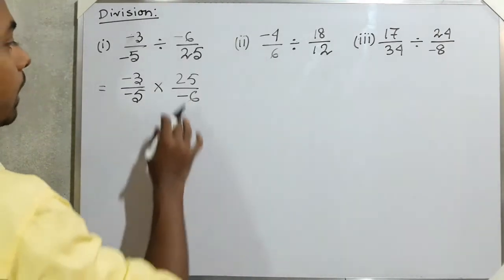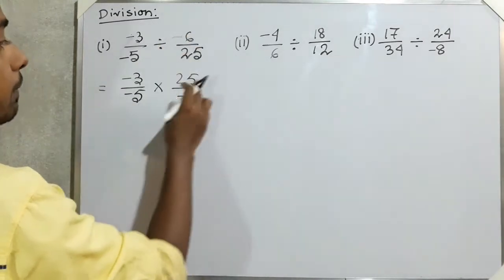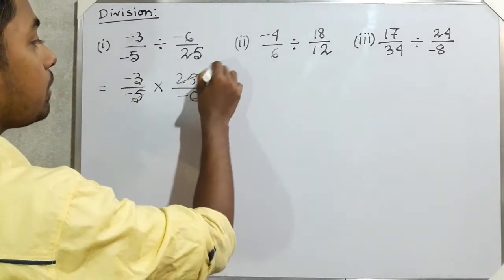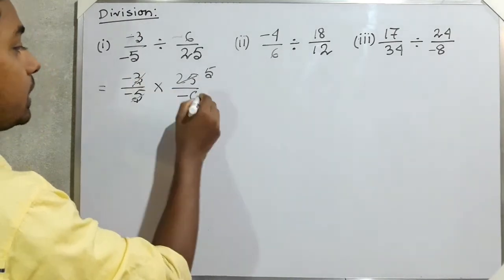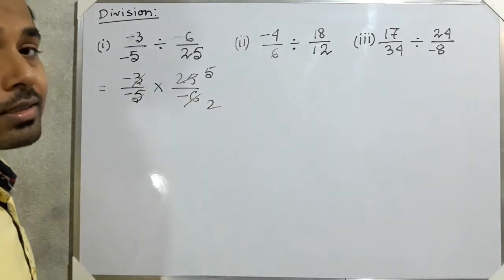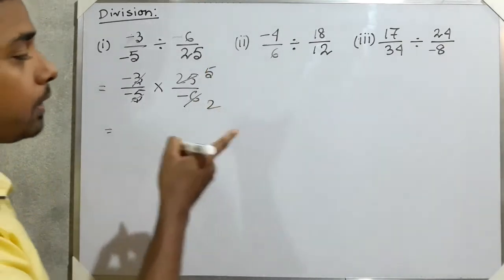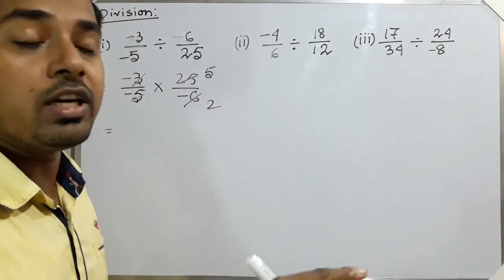So how to multiply here? First of all, you can see 5 and 25 can be cut. So 5 ones are 5, 5 fives are 25. Now 3 and 6 also can be cut. So 3 ones are 3, 3 twos are 6. Clear? Now 5 and 2 cannot be cut. So now we have to multiply all the numerators, then we have to multiply all the denominators.